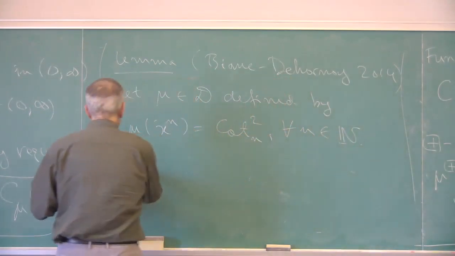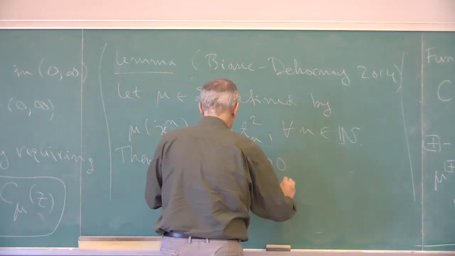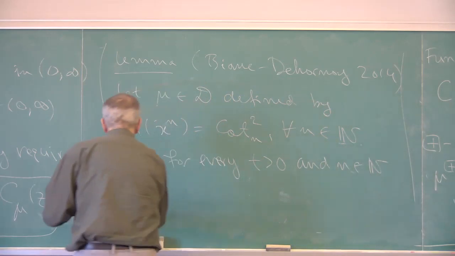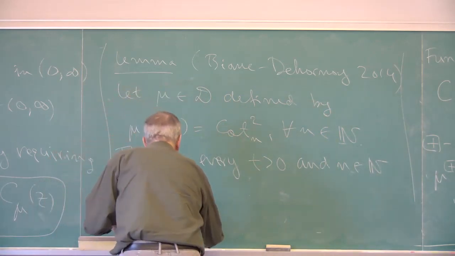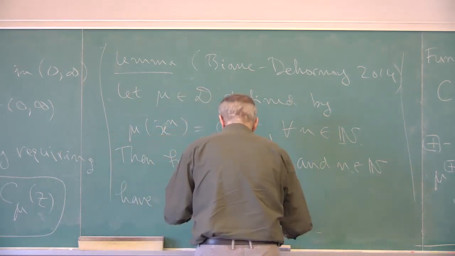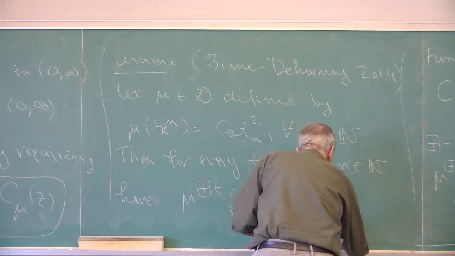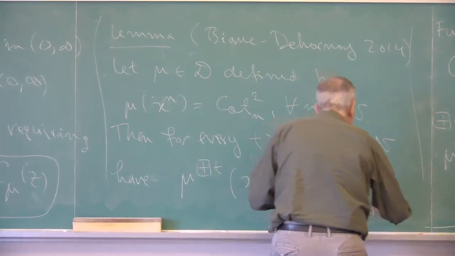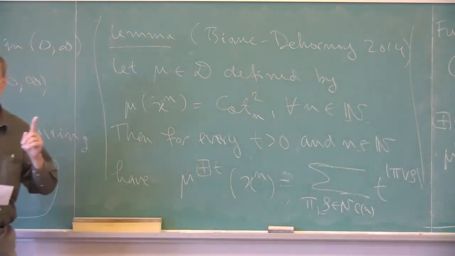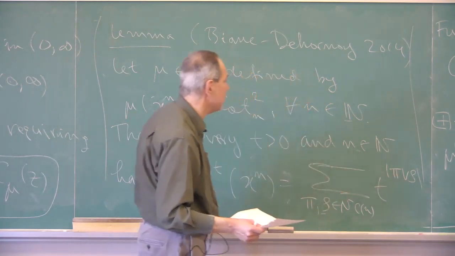Then for every t and every n in natural numbers, we have that the box-plus convolution power t, moment of order n, is expressed as a double sum over pi and rho non-crossing partitions in NC of n, t to the power number of blocks in the join. So this is the z of pi and rho, which appears here.